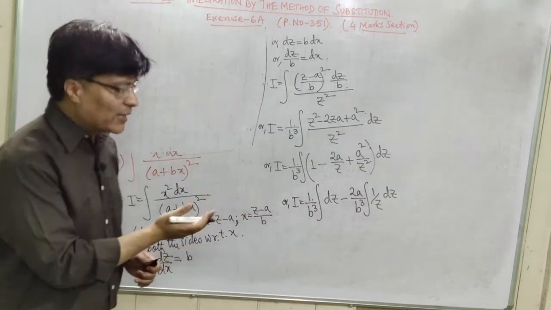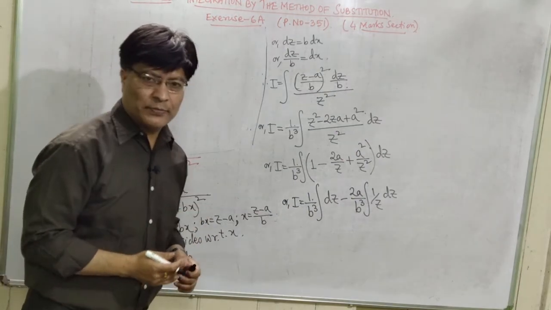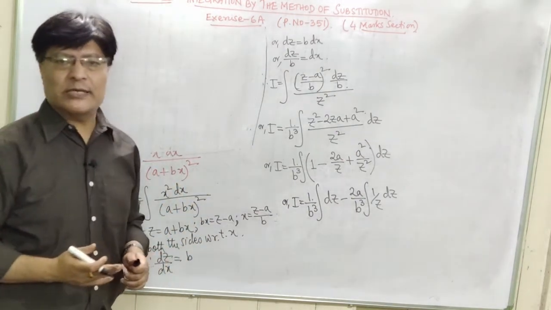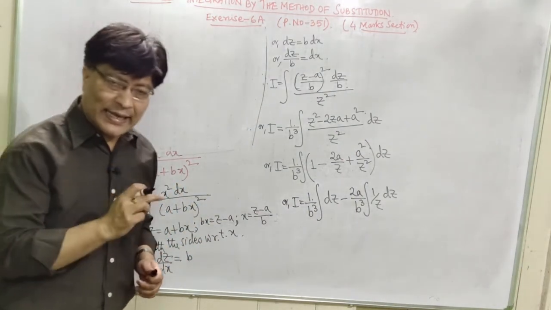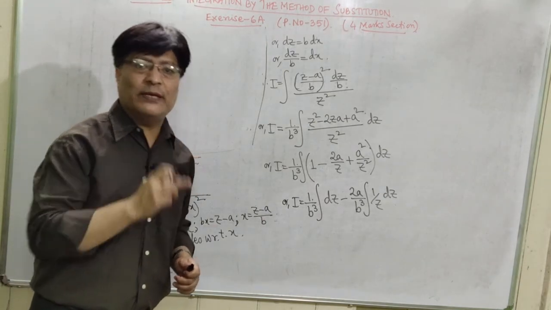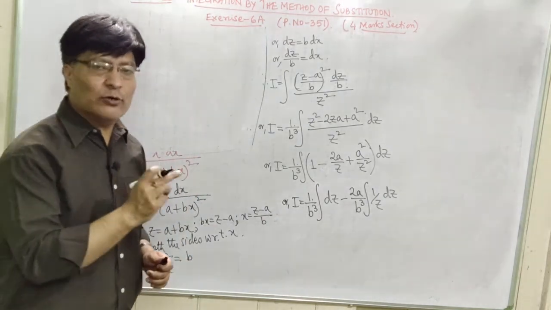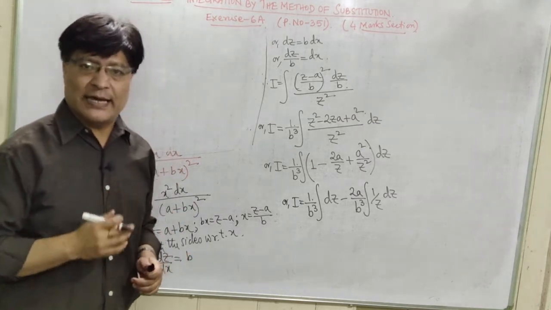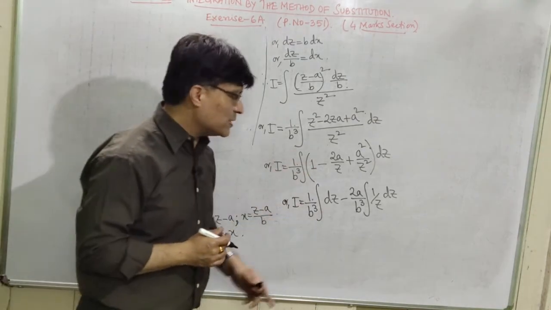So we can separate the term here. Or I is equal to 1 upon b cube integral 1 dz. Next, minus 2a upon b cube integral 1 by z dz. In this case, you cannot take this z to the numerator. If you take it to the numerator, it becomes z to the power minus 1, and x to the power n cannot be minus 1. If n is equal to minus 1, you cannot integrate it directly. So you have to write 1 by z dz.